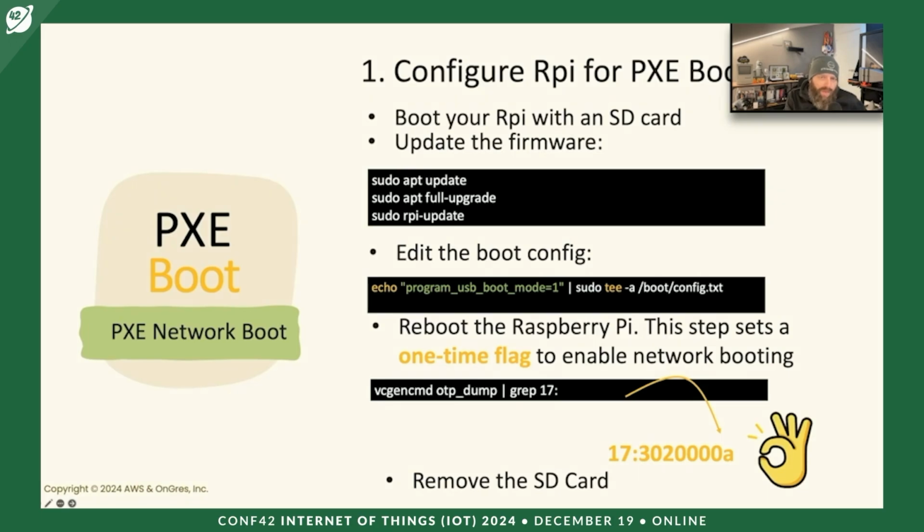But to configure the Raspberry Pis for PXE boot, with the latest ones it's enabled by default, but with the old ones you have to do it manually. There are different ways of doing it. You could just update the firmware, edit the boot config, and set up the one-time flag to enable network boot, which is 0x3020000a, a bunch of zeros and an A, and then remove the SD card. The problem is that you need to do it for the 63 nodes, so you will have to do that 63 times, which is not a very fun way to get things working.